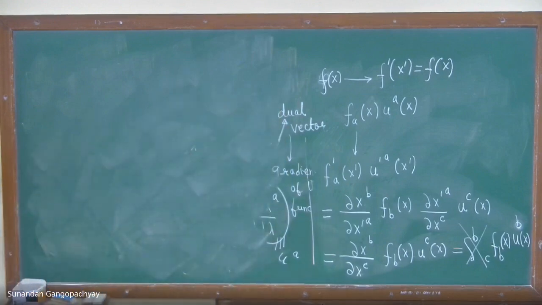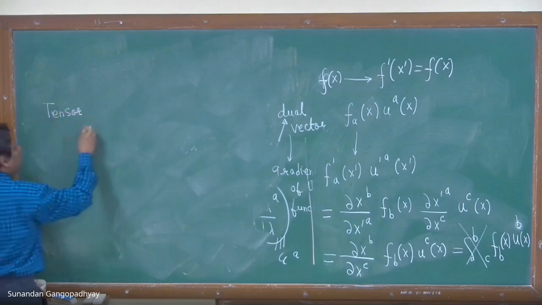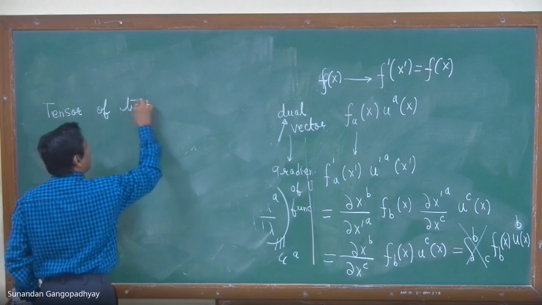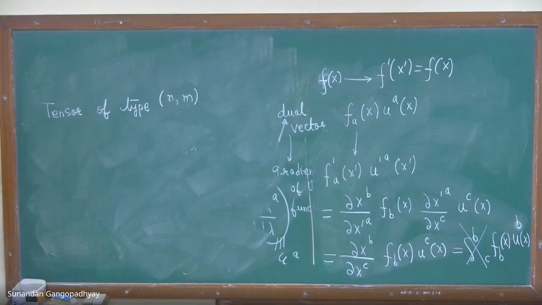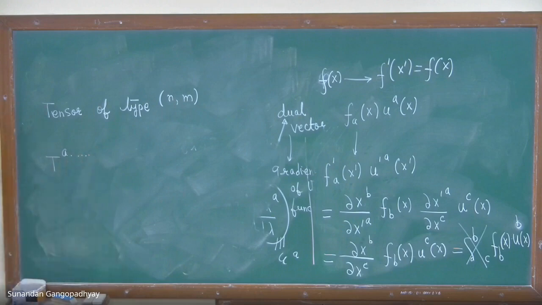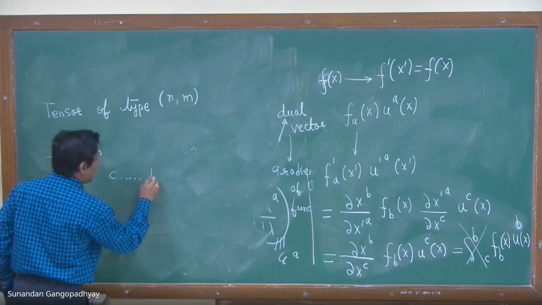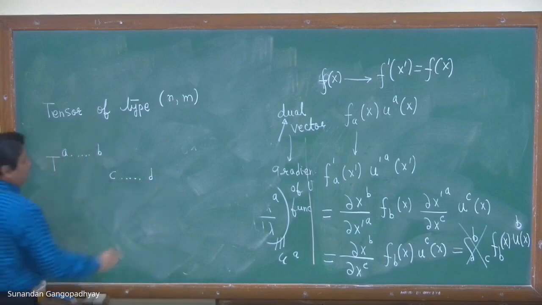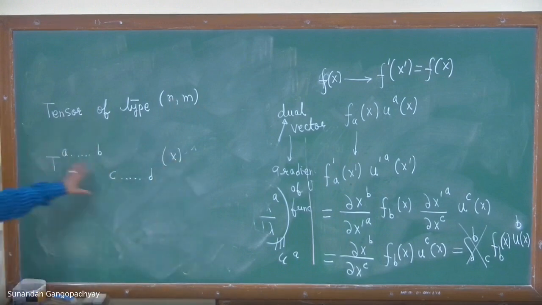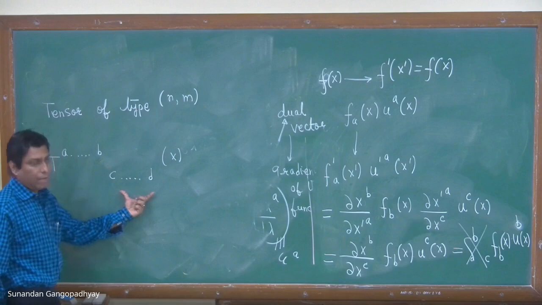At this point, we can just keep it in our notebooks. A tensor of type n, m. What is a tensor of type n, m? Let us consider the quantity T. There are indices here which are on top. These are called contravariant indices, and there are indices downstairs. These are covariant indices. Okay. So this object I will call a tensor of type n, m. First of all, n and m denote the number of indices: these are the n on top and these are the m below. Okay, that is why n, m.